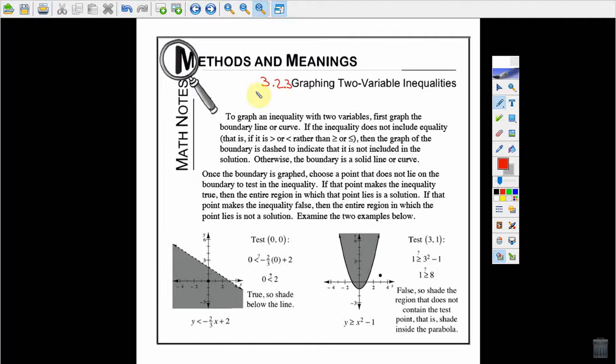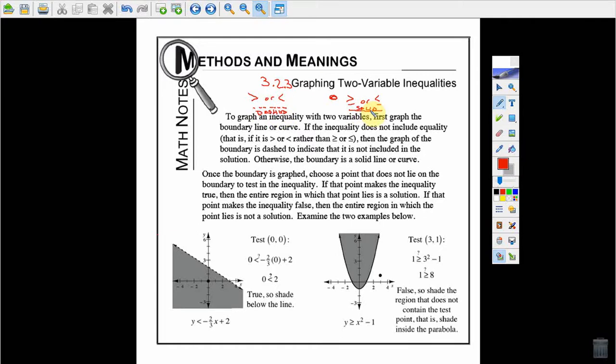So if you see greater than or less than, you're going to get a dotted line. If you see greater than or equal to or less than or equal to, you're going to have a solid line. So that would be dashed, solid.